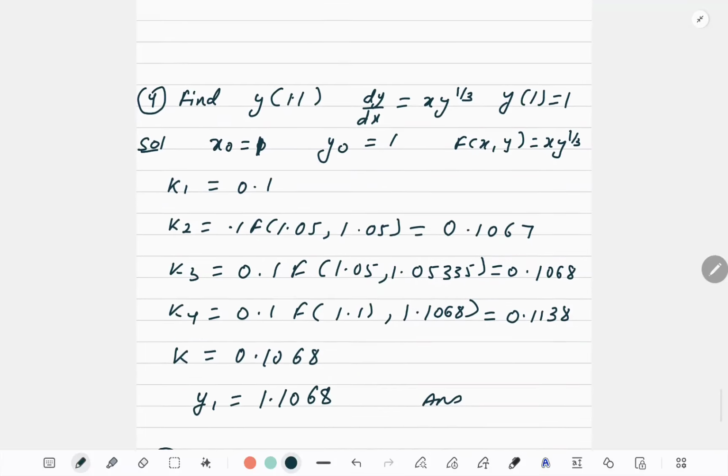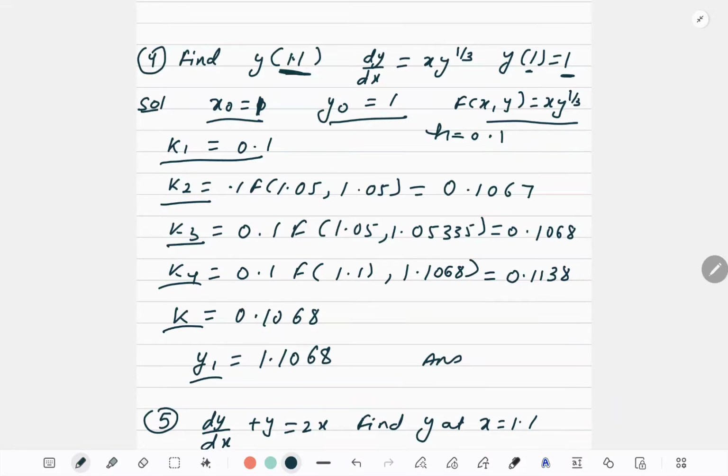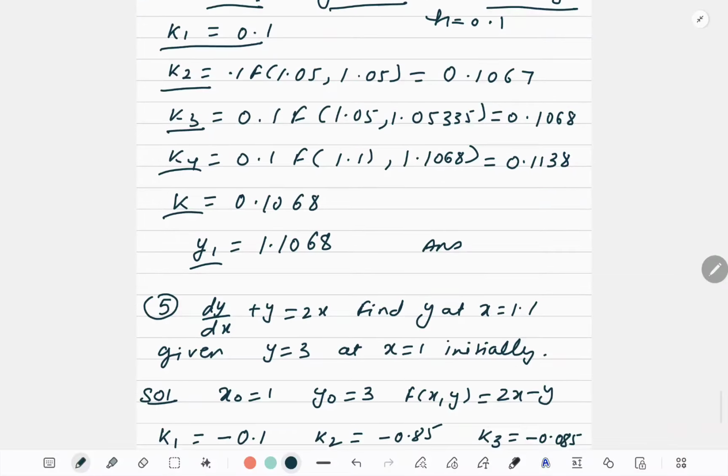Now let's move to the next question. Find y of 1.1, given dy by dx is x y to the power 1 by 3, y of 1 is 1. So see here, x0 is 1 and y0 is 1 from here. This is the function, and you need to find out the value at 1.1. So taking h as 0.1, you can evaluate K1, K2, K3, K4, then K and then the final answer. It is only that you have to practice working on the calculator.